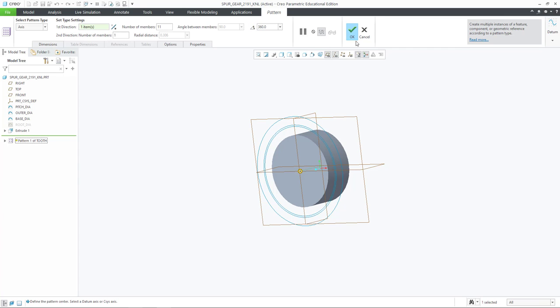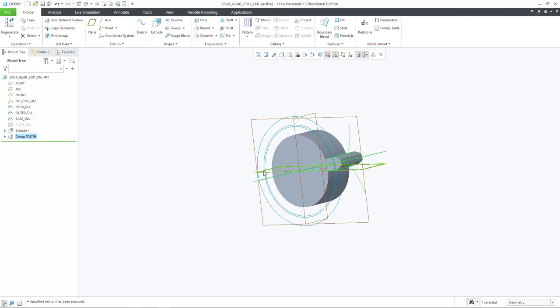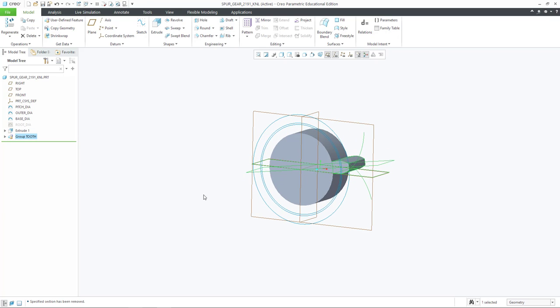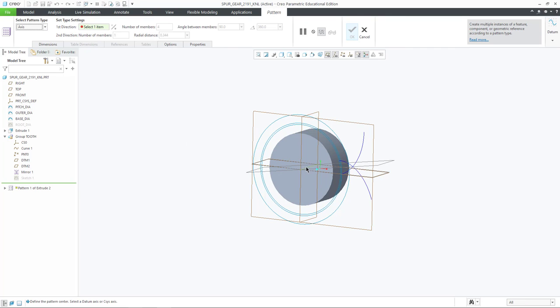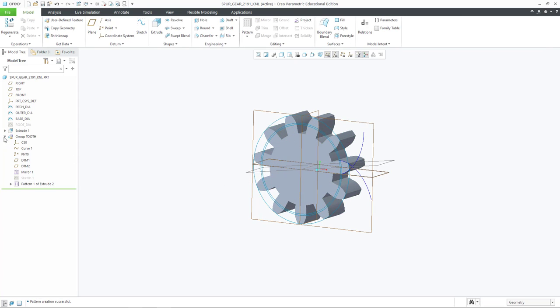Something doesn't look right there. Let me cancel and try that again. I know why. It's the extrude I wanted to pattern. All right. Axial pattern around the center line. 11 of them. Fill up 360. There we go. I guess we should rename this teeth.